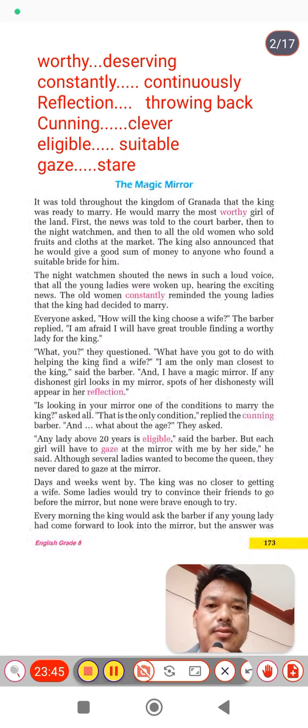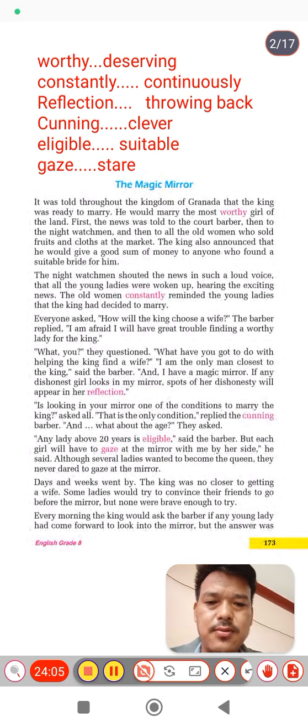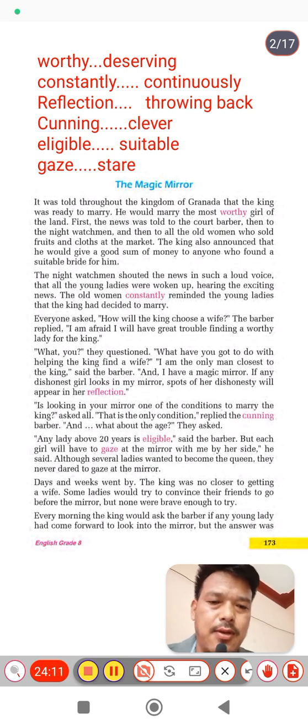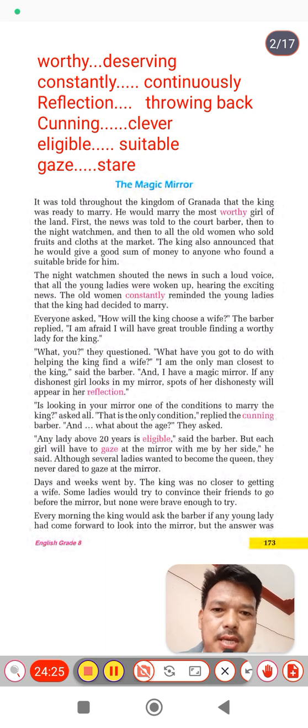In this story, there was a king who was unmarried and very anxious about his marriage, and for that he spread the news of the marriage to everyone. He told everyone to look for a bride. Meanwhile, a barber brought a young girl to the court, and finally the king managed to get a bride. So this is a short story about this mirror.